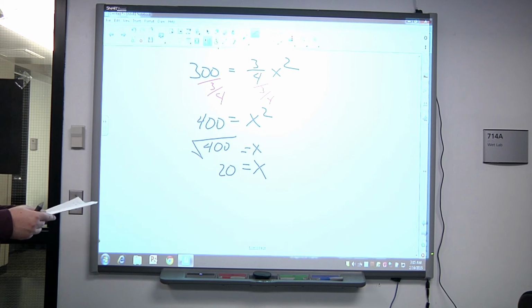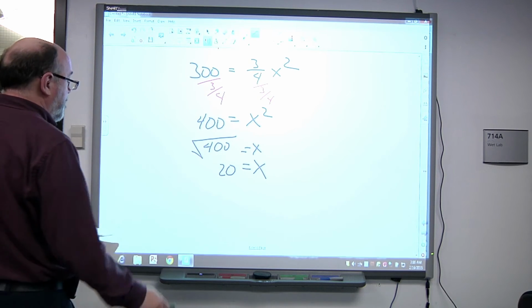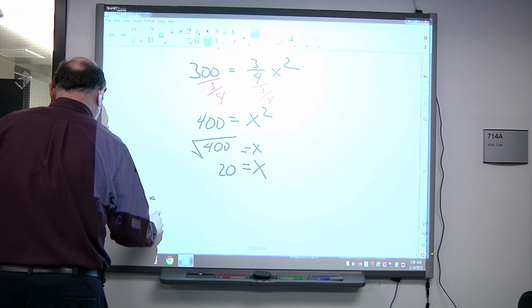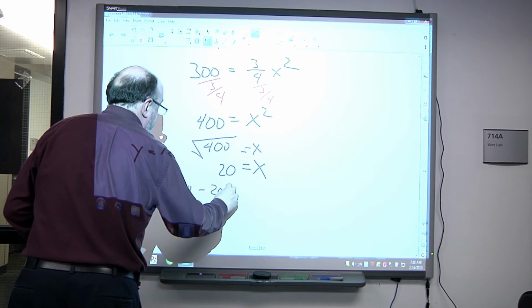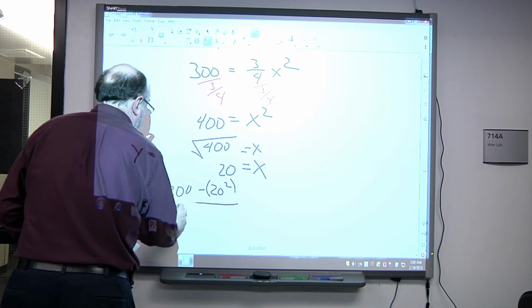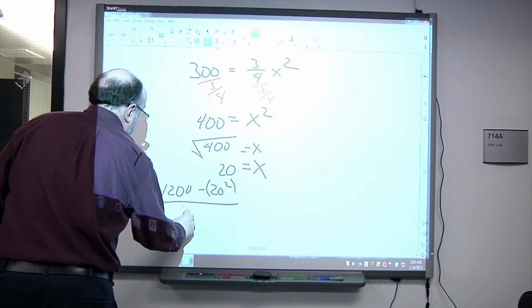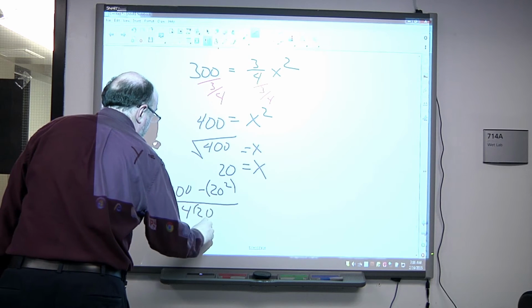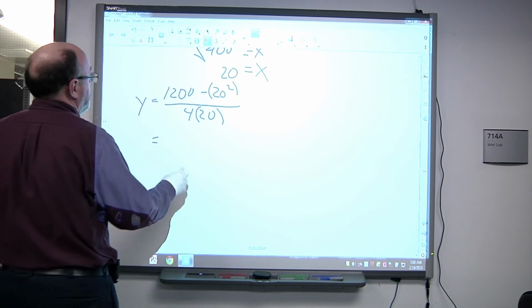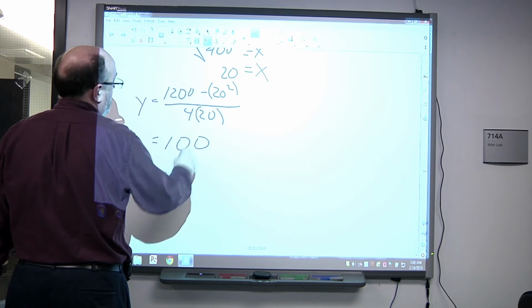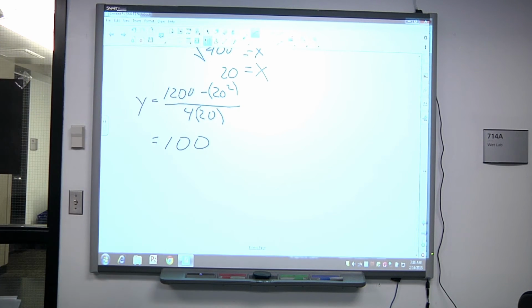So we know x is 20, and so now we can get y, because we said that y was going to be 1200 minus x squared, which is 20, over 4 times x, which is 20. And so we put that in, we get that y is going to be 100. So my dimensions of the box are 20 by 20 by 100.